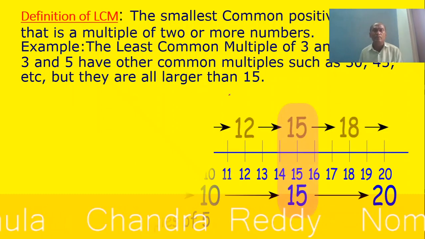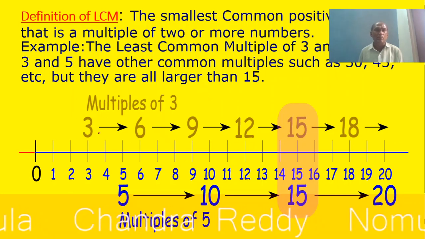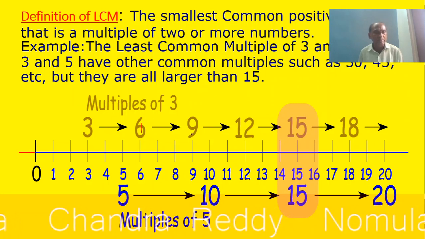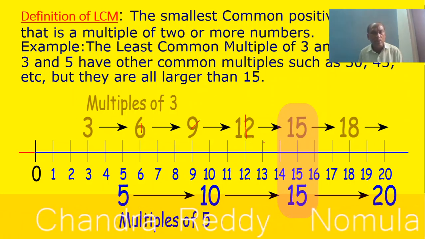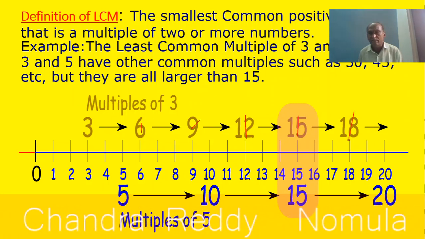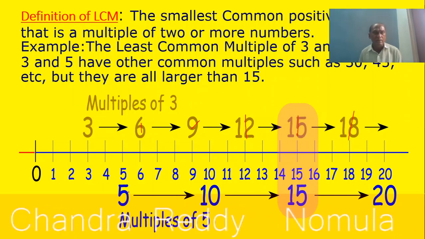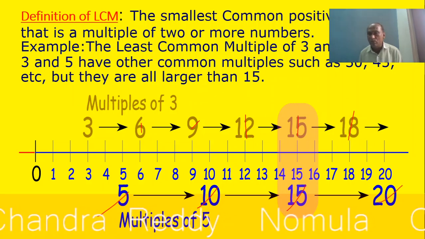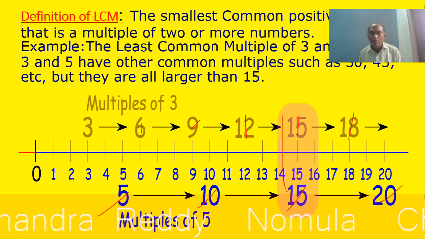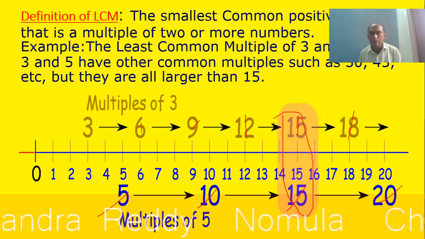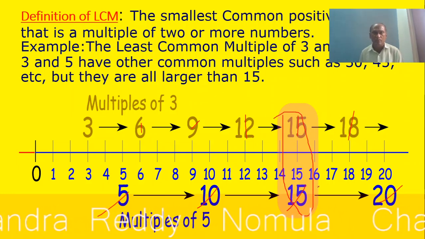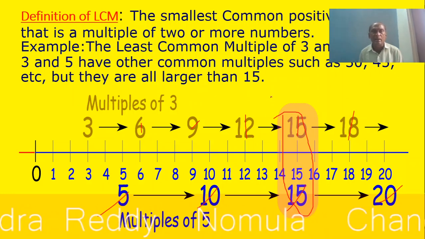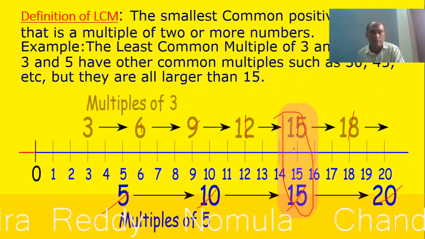For example, the multiples of 3: 3 1s are 3, 3 2s are 6, 3 3s are 9, 3 4s are 12, 3 5s are 15, 3 6s are 18. For 5: 5 1s are 5, 5 2s are 10, 5 3s are 15, 5 4s are 20. Here 15 is the lowest common multiple. Therefore, the LCM of 5 and 3 is 15, that is the answer.